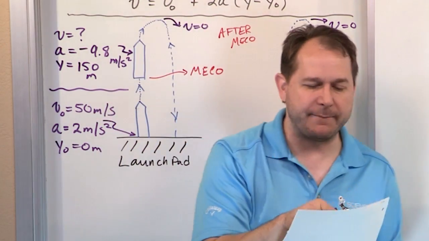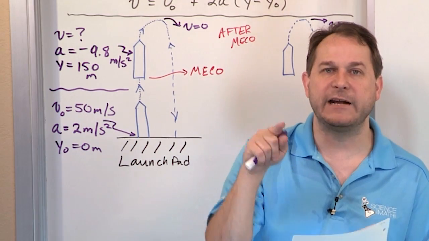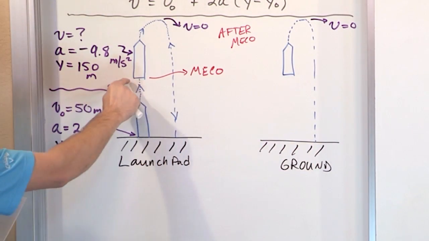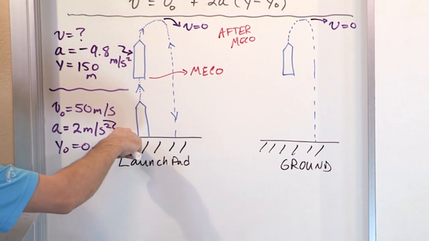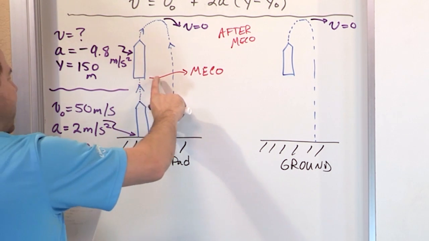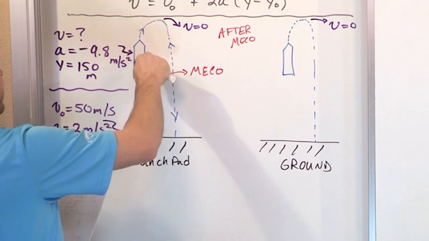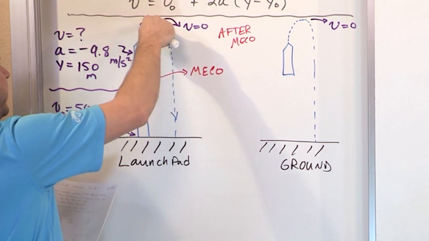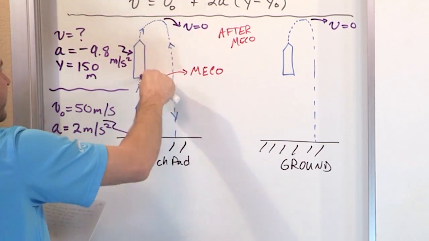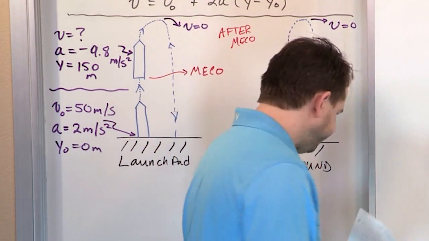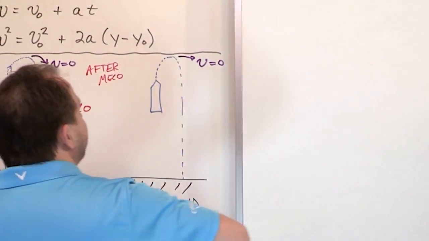And also, if you read the problem, it says the engines stop at 150 meters of altitude. So we actually know this distance right here from engine cutoff to the ground is 150 meters. So we know that. So what we'll do is figure out how fast the rocket is going here. Then we'll use the equations to figure out how high it travels from this point. And then we'll just add that distance to the 150. That'll be the total height the rocket has traveled. All right, so let's go over here to part A and do that.